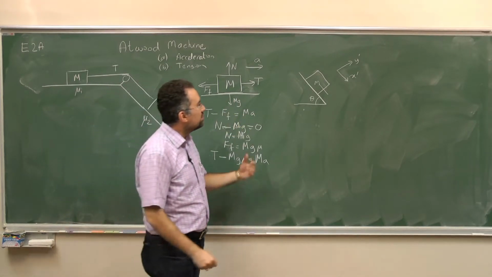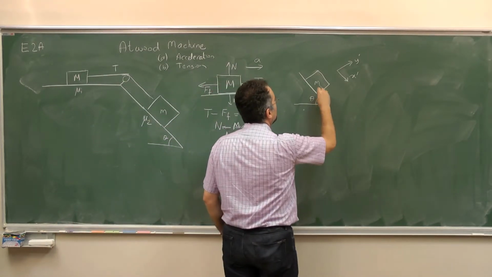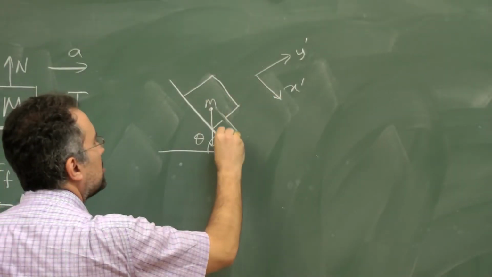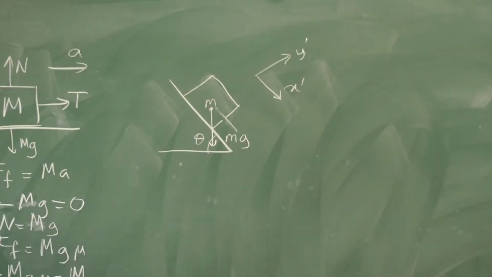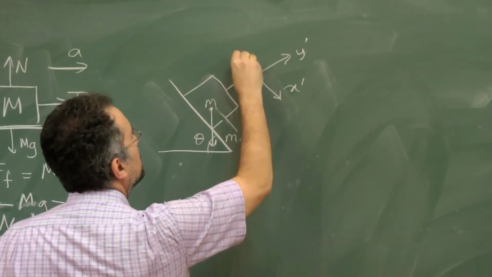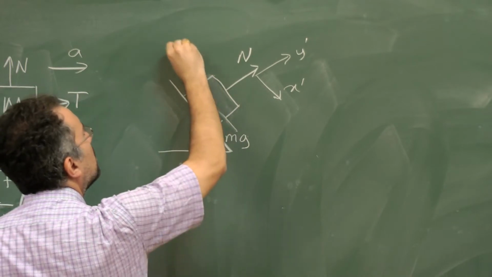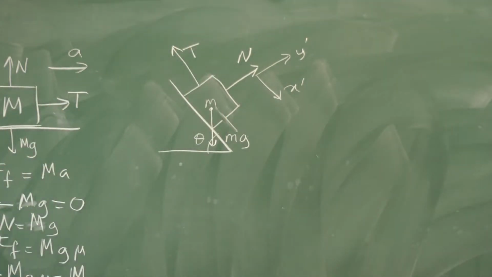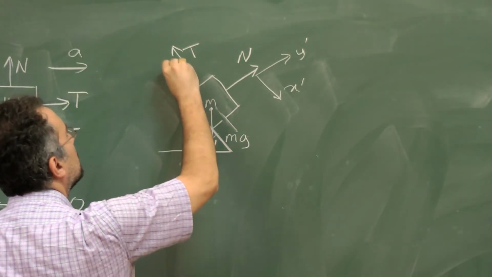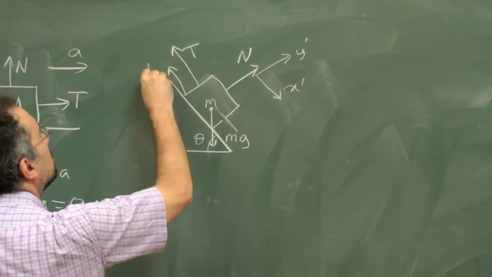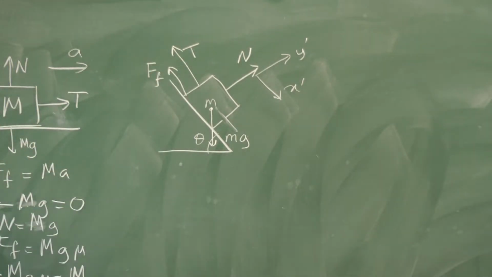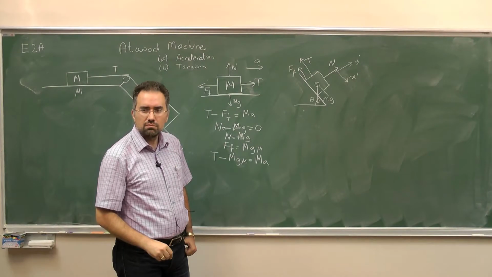Let me just draw the forces that are acting on it. Well, in this direction, I have mg. In that direction, I have N. What else do I have? Tension, sideways T, and I have friction, right? The friction force, and that's pretty much it, right?